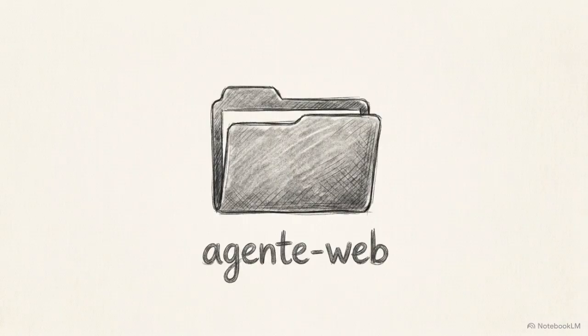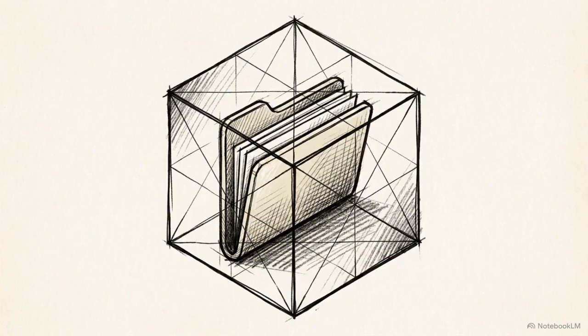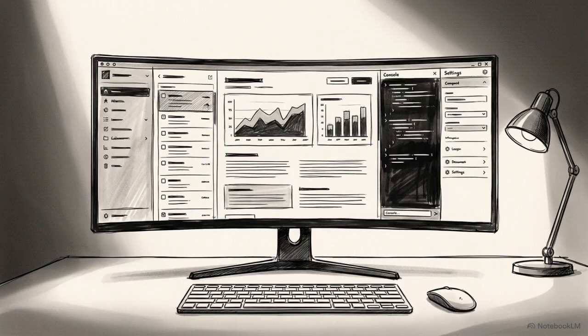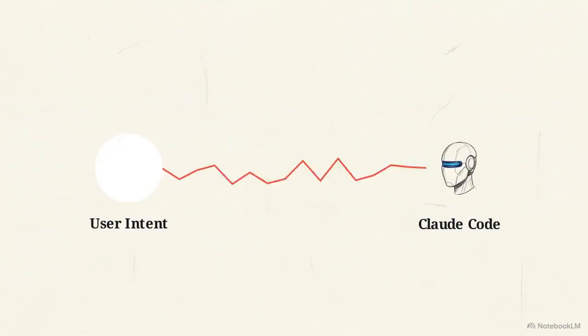Now, create a new directory on your computer and name it Agente Web. This serves as the isolated sandbox for the project. Inside VS Code, open the Claude chat and type /init. Claude will map the folder and automatically generate the foundational system file for your new agent. Configuring this 3-panel workspace and initializing the directory right away removes the friction between your directions and the AI's execution.